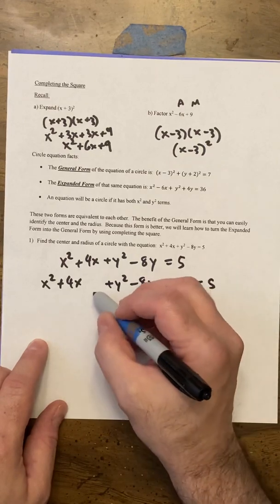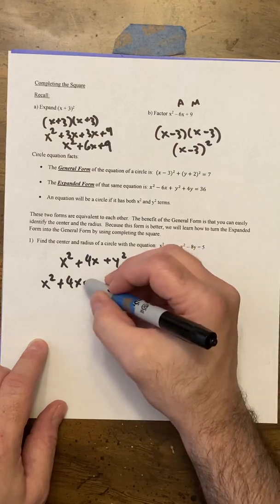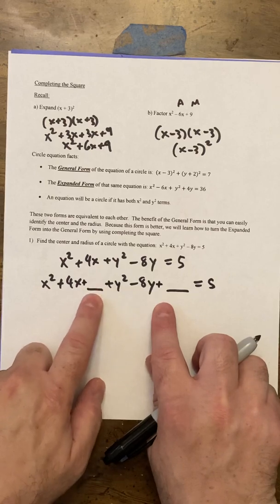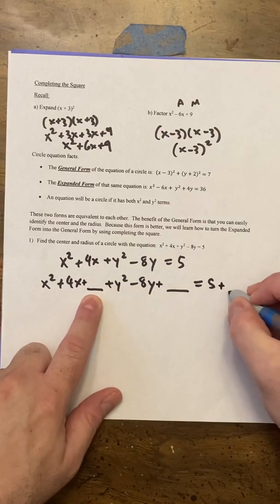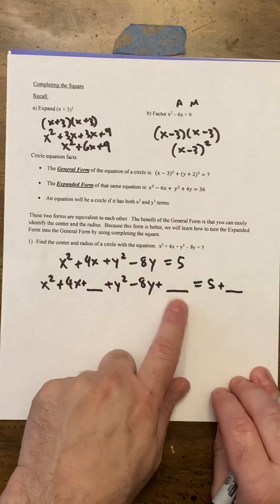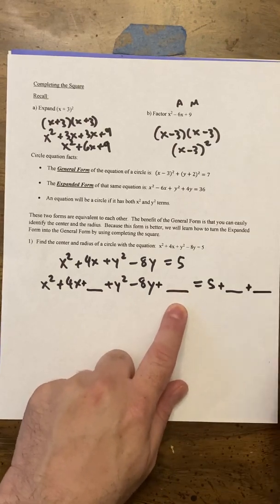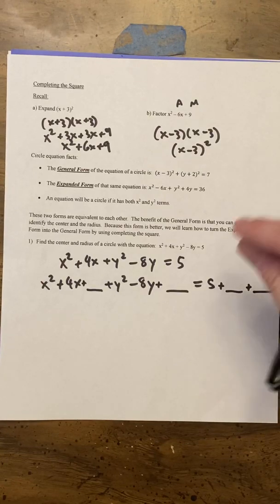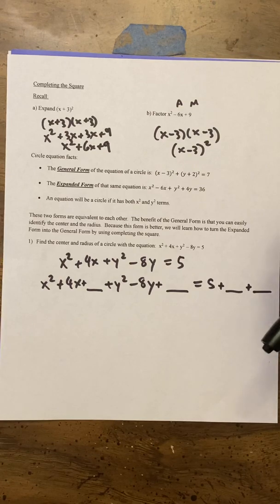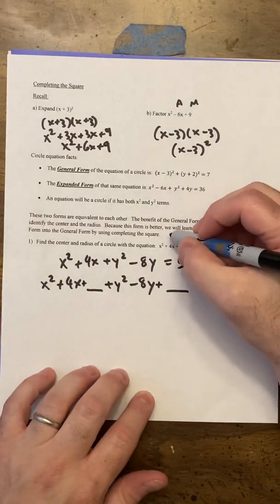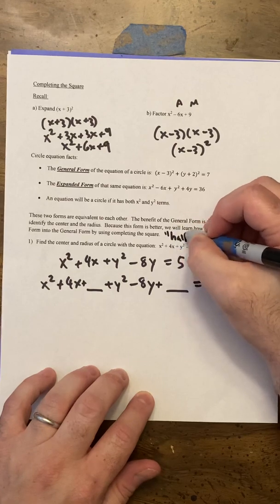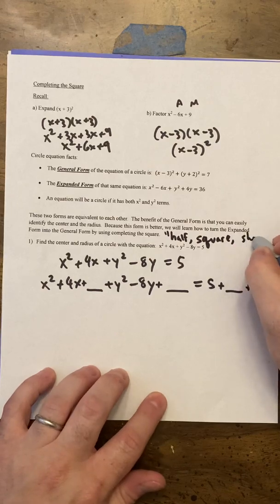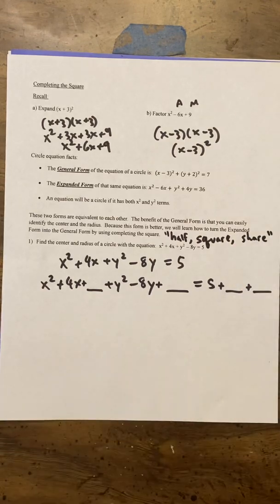In these spaces right here, we're going to have a plus something. And whatever we add here, we're going to add to this side. And whatever we add here, we're going to add to this side. We're going to be using a technique called half square share. And this technique is not difficult because you just follow the procedure.